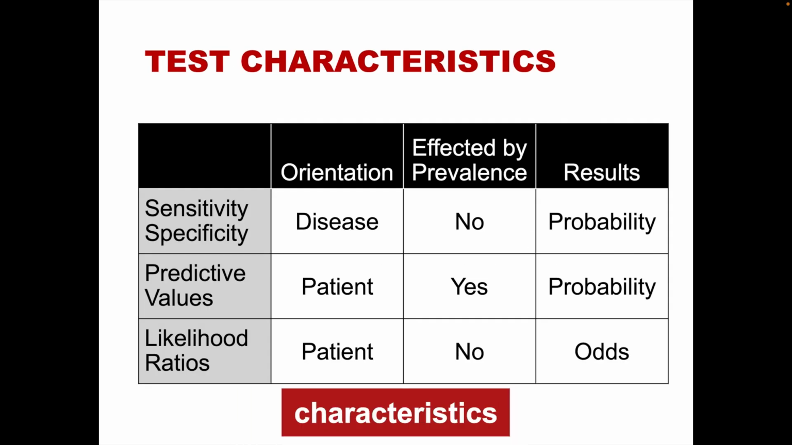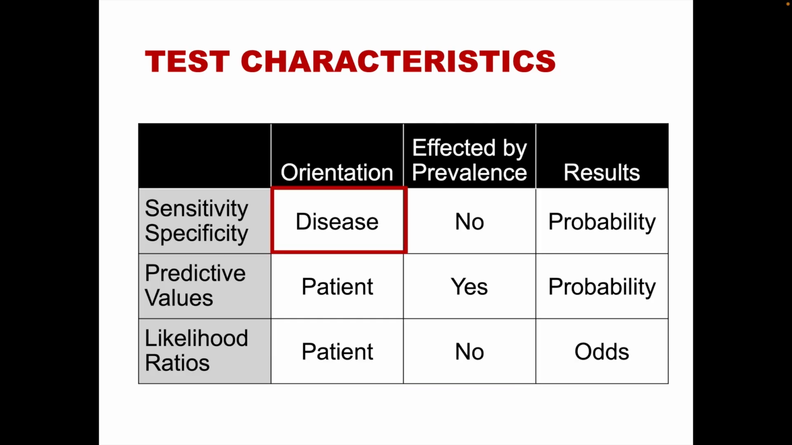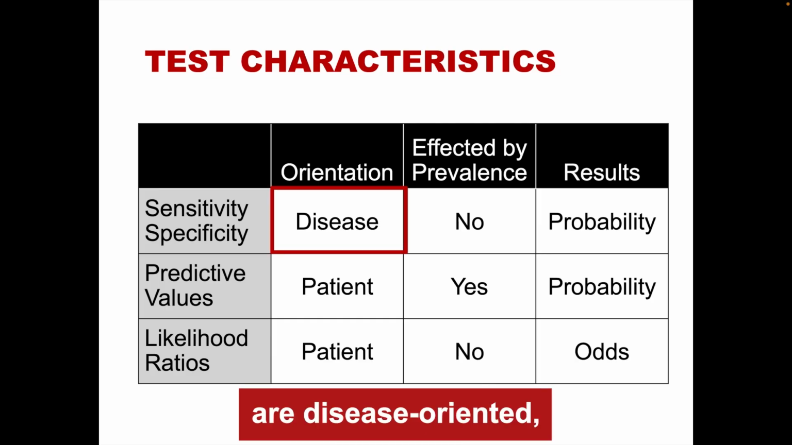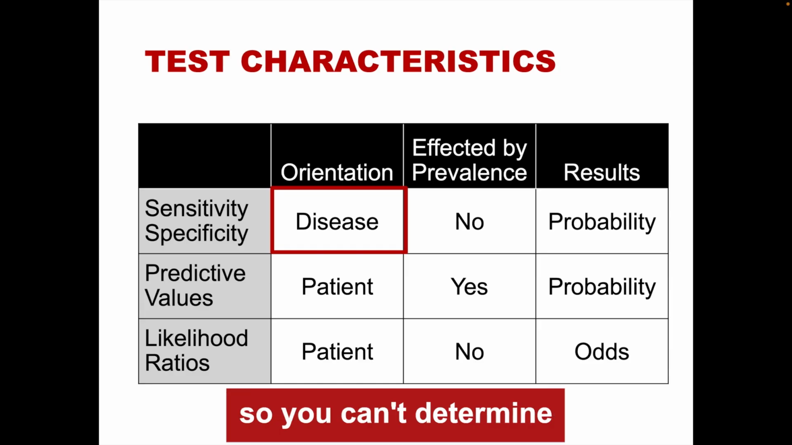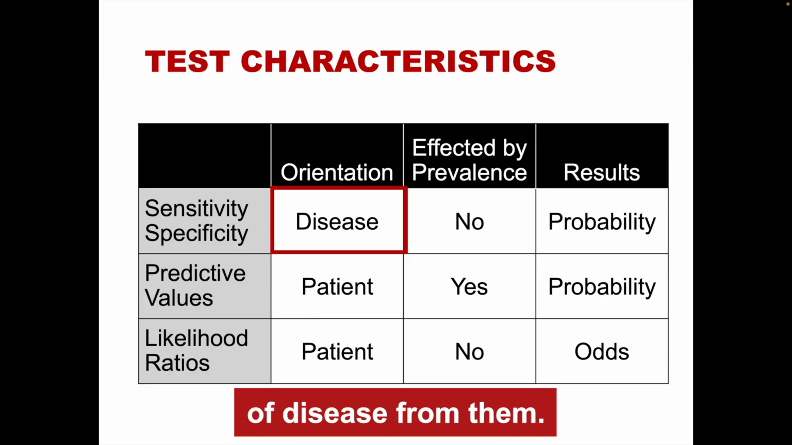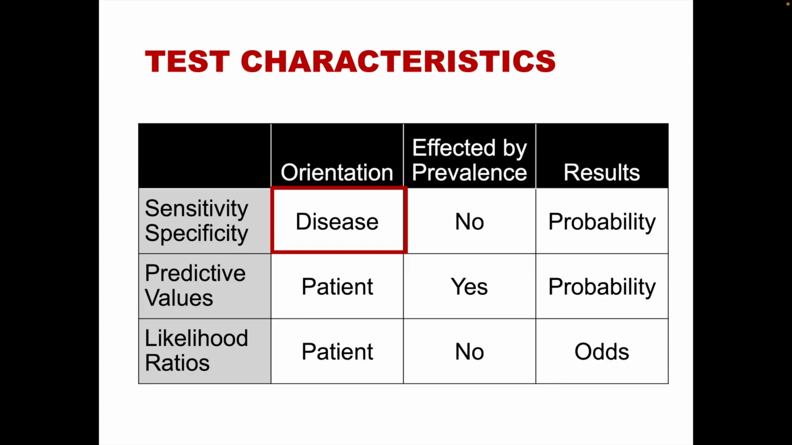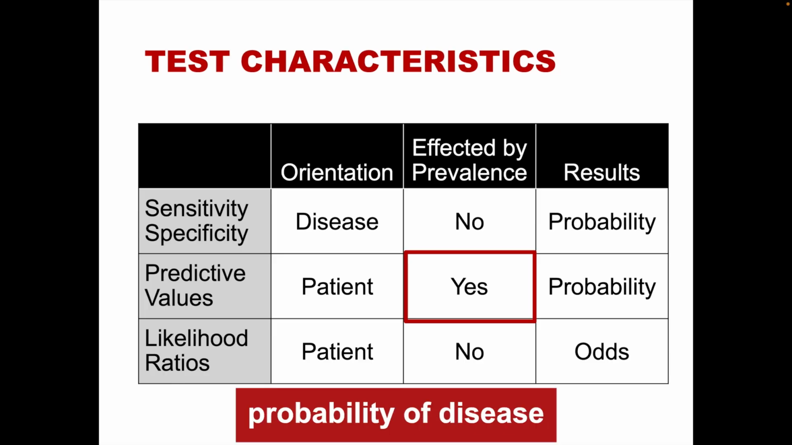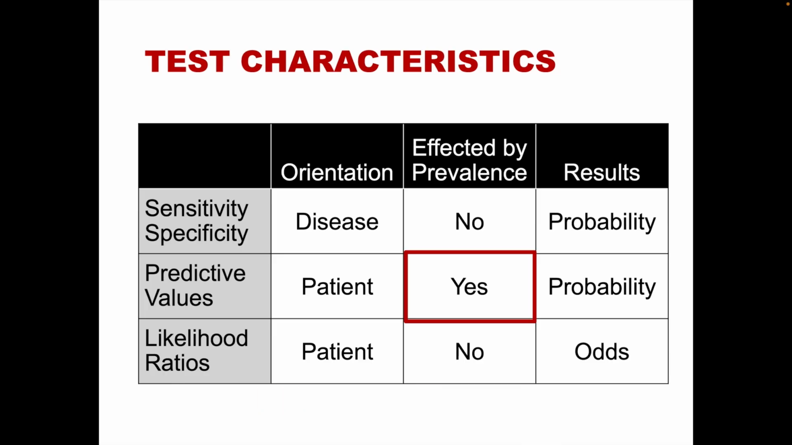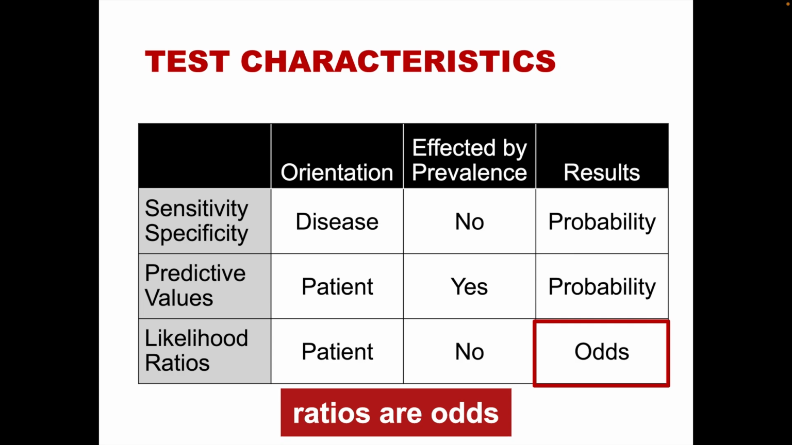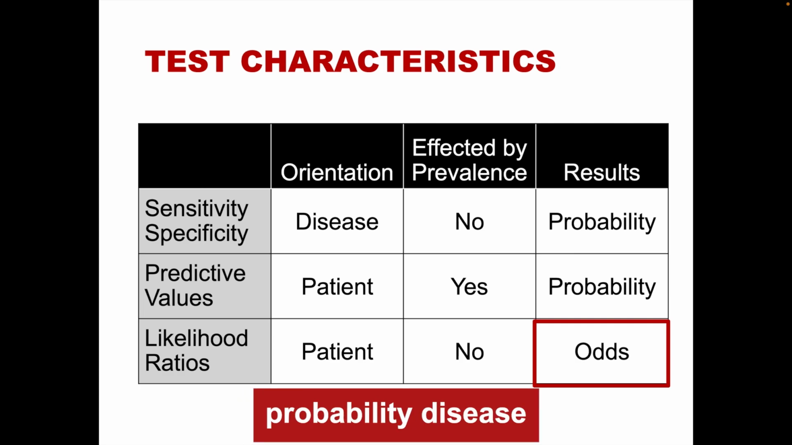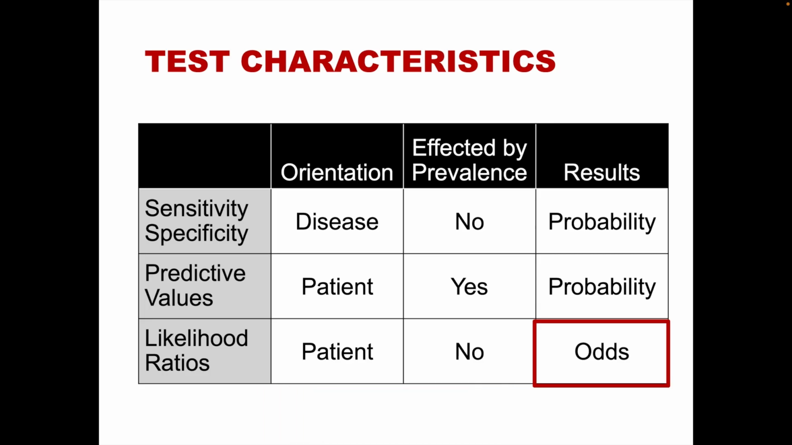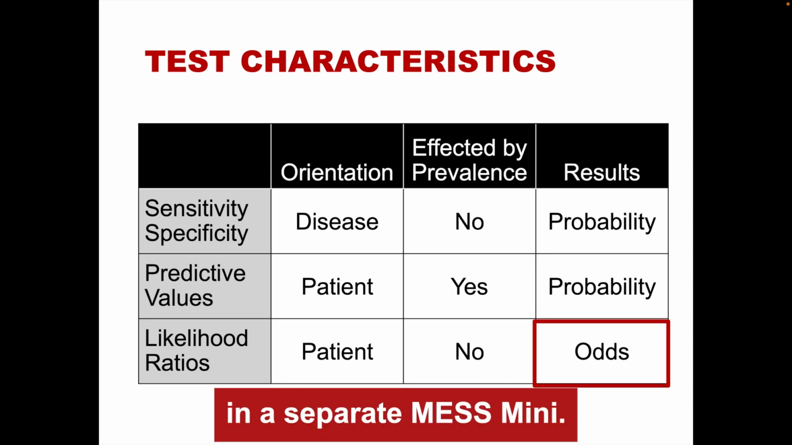All three types of test characteristics have some limitations. Sensitivity and specificity are disease-oriented, not patient-oriented, so you can't determine your patient's post-test probability of disease from them. Predictive values are patient-oriented, but are affected by prevalence and don't give you the post-test probability of disease for your specific patient. Likelihood ratios are odds and not probability, but can be easily converted using the nomogram to give the post-test probability of disease in your specific patient. More on likelihood ratios in a separate MESS Mini.